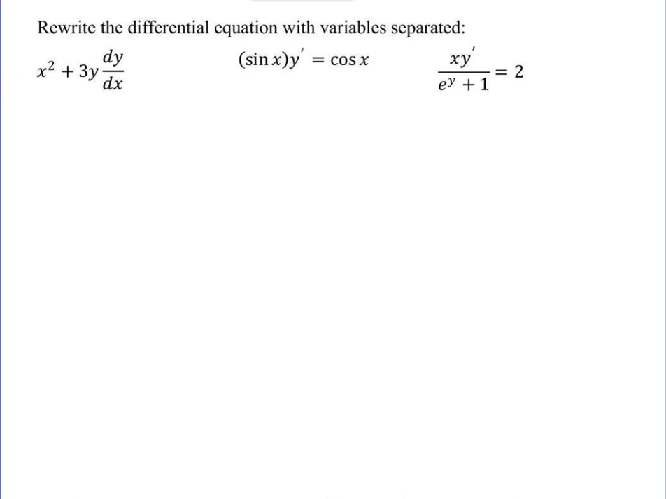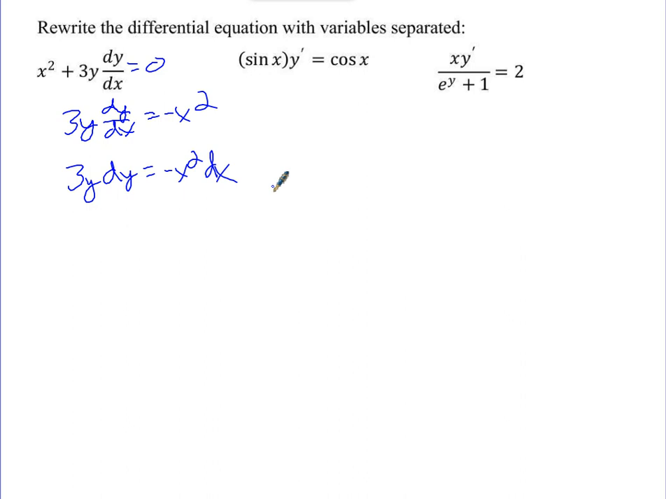So we have 3 practice problems here. Rewrite the differential equation with the variables separated. That first one is really straightforward. What do we do first? Subtract the x squared. Oh yeah, there should be an equals 0 here, sorry. Subtract the x squared from both sides. Equals negative x squared, and then we wind up with 3y dy equals negative x squared dx. And that's all the problem asks you to do, so that's the answer. Normally from here, of course, we could integrate, but that's it.